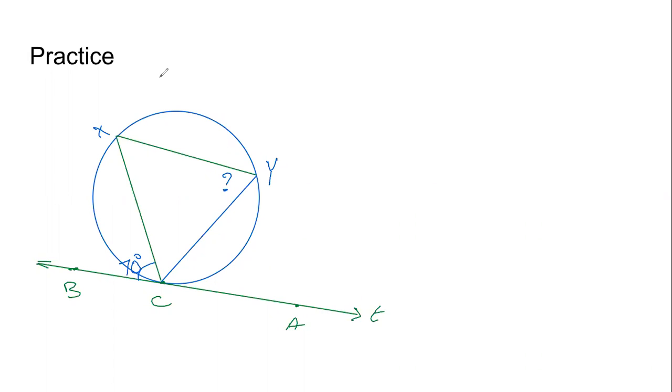Really? Did I say that it will be 140 degrees? I said it will be equal, na? So this will be just 70 degrees. What will be 140 degrees is the measure of the arc XC. That will be 140 degrees. But the measure of angle XYC will be 70 degrees.